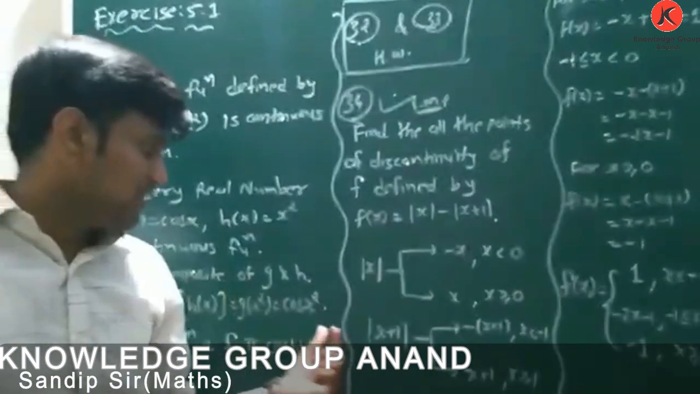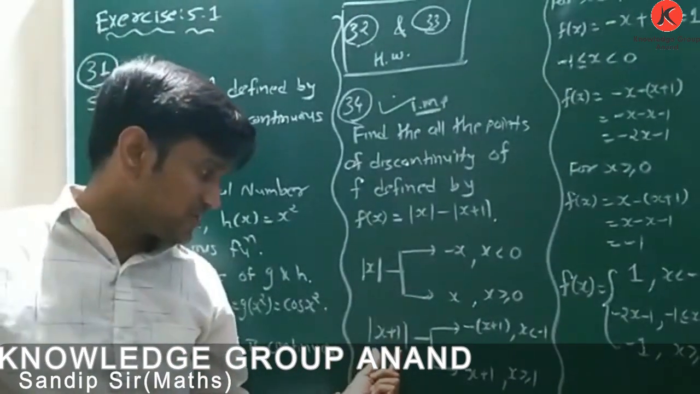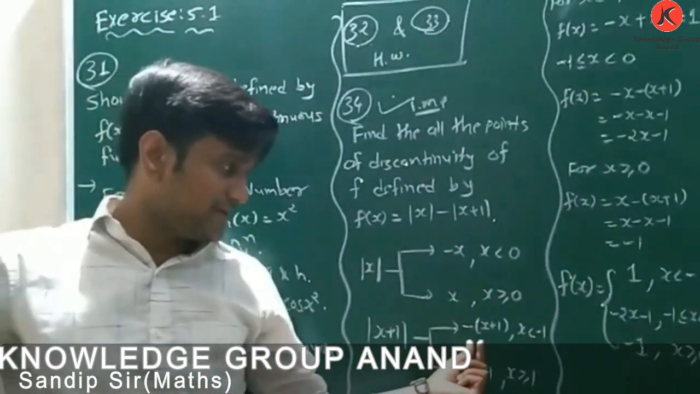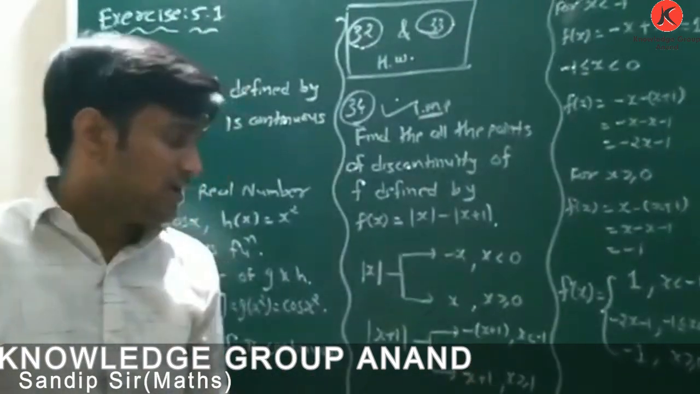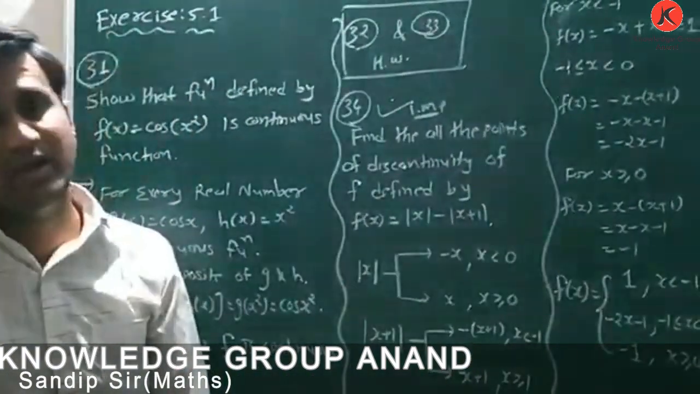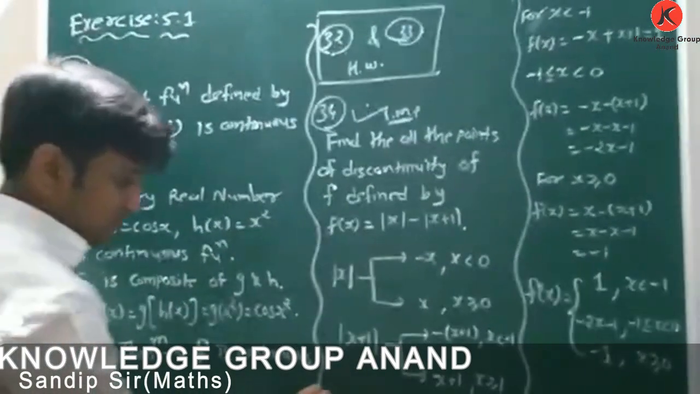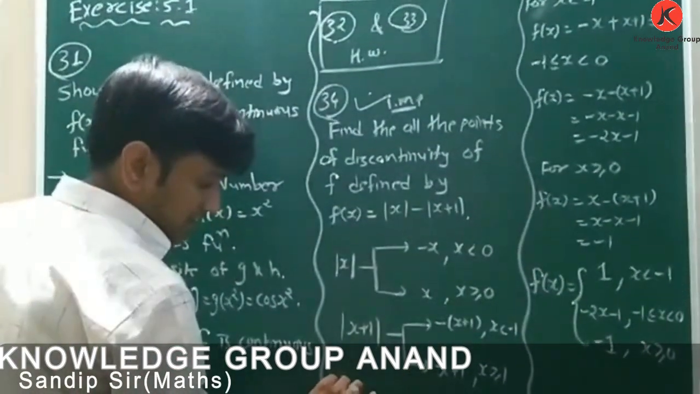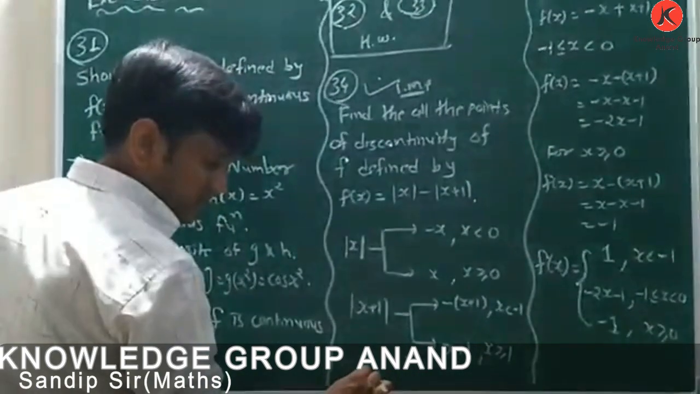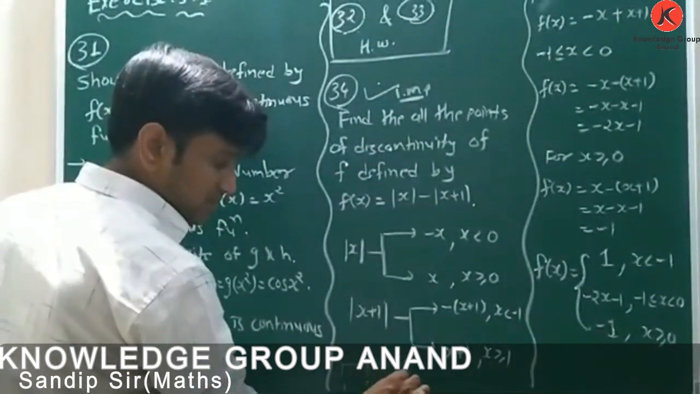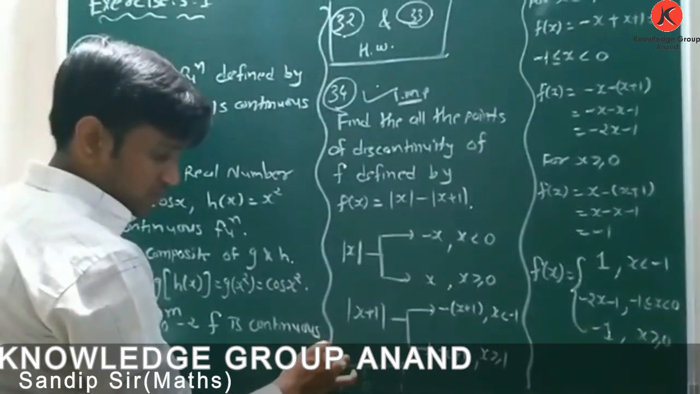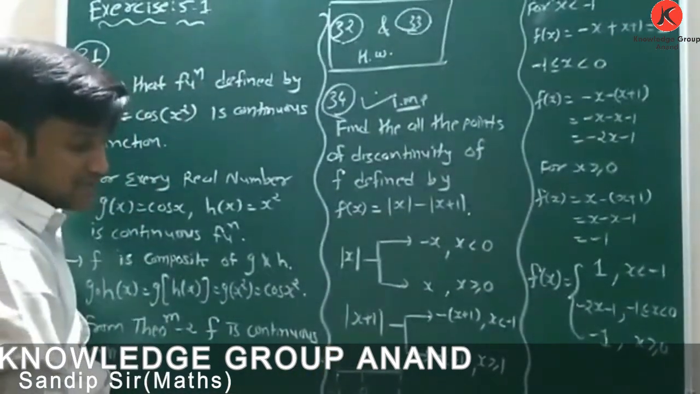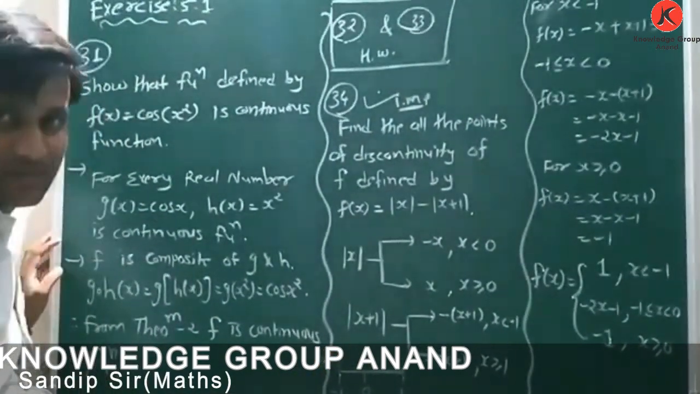Separately, we see |x + 1| gives −(x + 1) where x < −1, and +(x + 1) where x ≥ −1. So here we can get three values: 0, −1 and 1. First of all, you have to check what the answer is if x < −1.